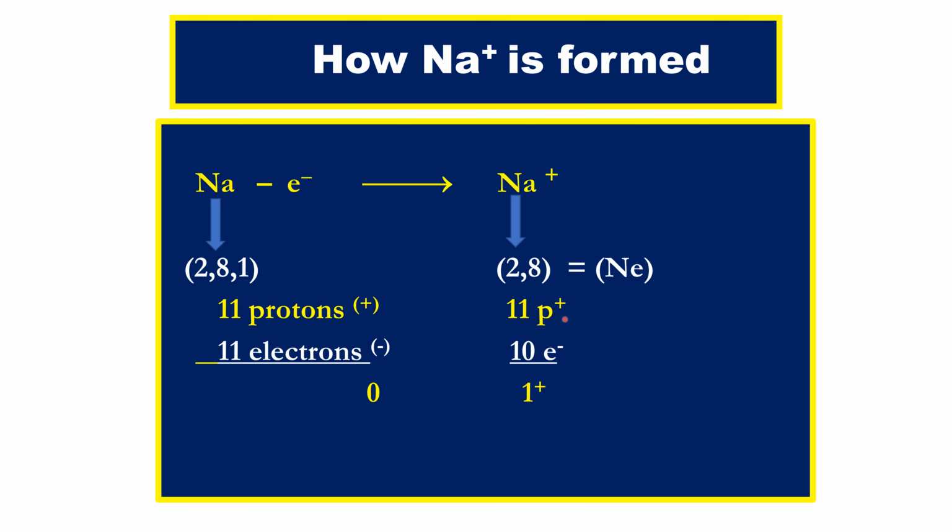Remember that protons are positively charged and electrons are negatively charged. So, if you subtract them from 11, you will get 1 plus. So, this is how we arrive at this charge for sodium. We don't usually put 1. Whenever you see plus, it simply means 1 plus. Whenever you see negative, it simply means 1 minus.